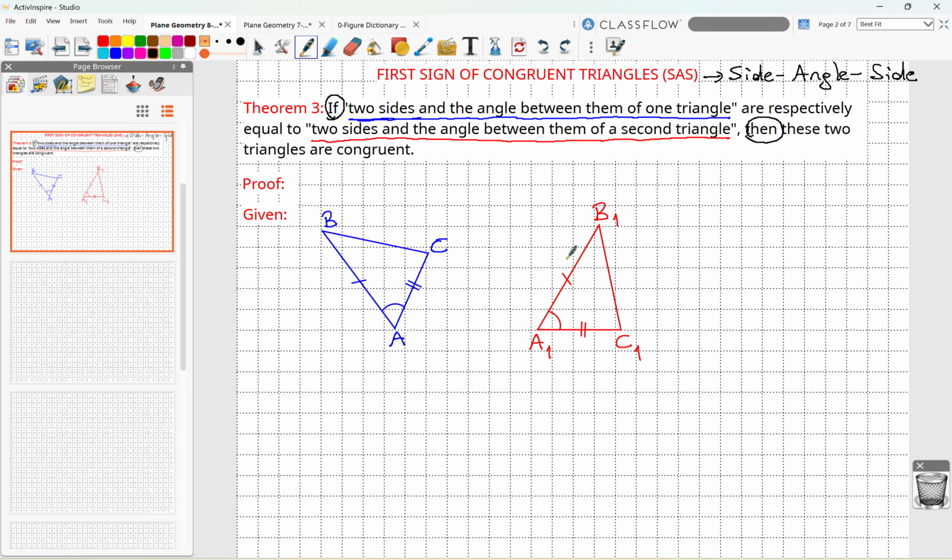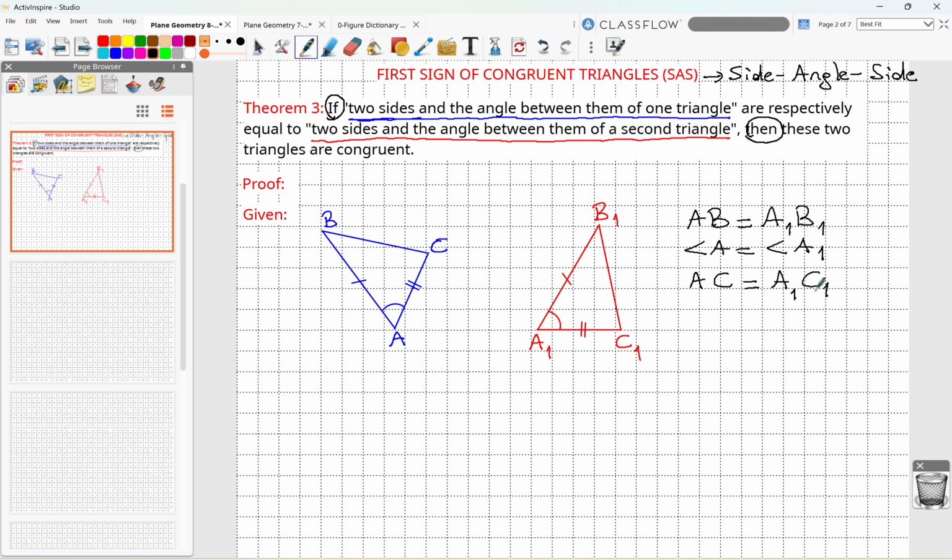I want to quickly write the given information once more. AB is equal to A1B1, angle A equals angle A1. This is given, right? That's the condition satisfied. I'm assuming that we have this information for these two triangles. And lastly, side AC is equal to side A1C1 of the second triangle.